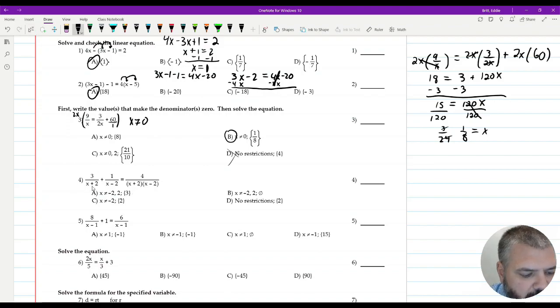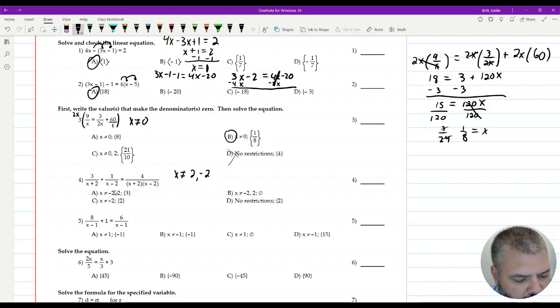You can see a -2 and a +2 would make those 0. Also, a -2 would make this term 0, and a +2 would make this term 0. So that's our two restrictions. X cannot be equal to 2 or -2.